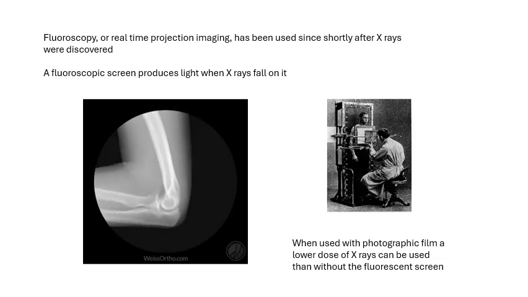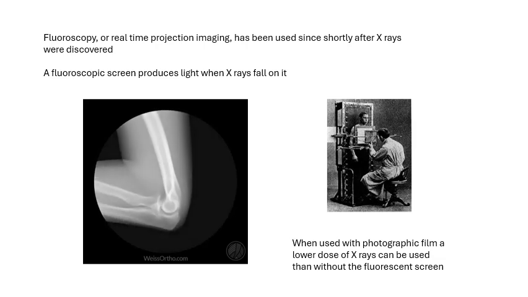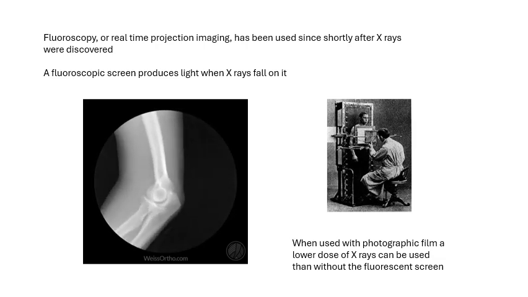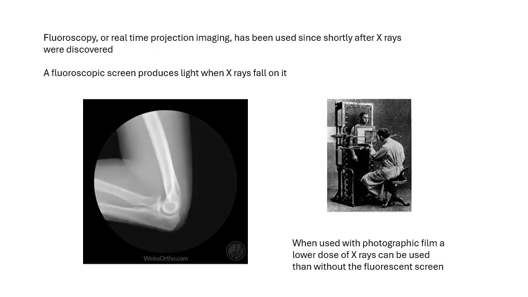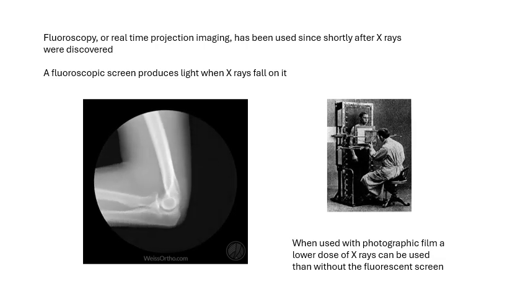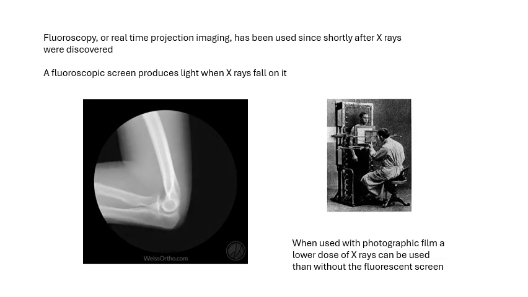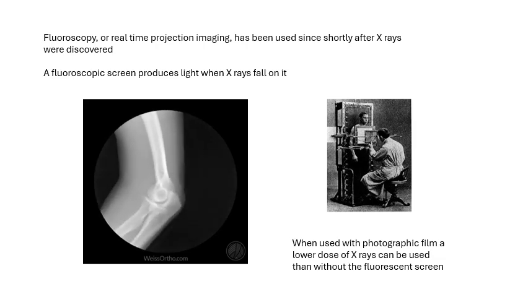So a fluoroscopic screen produces light, and then you can either just look at the light and see what's going on, like in this photograph, or that light falls on a photographic film. And if you do this, then you don't need as much X-rays. You can use a lower intensity X-ray, and then the patient doesn't get as much of a dose. Although I dare say in this photograph here, they're getting quite a large dose.